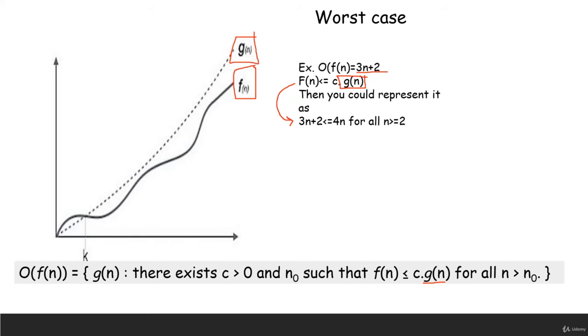Now let's test for which values of n this condition is satisfying. So first we will take 1. 3 into 1 is 3 plus 2 is 5. So 5 is less than equal to 4. Is it true? No. So for n equals 1, it is not satisfying. Let's take another value, that is 2. 4 2s are 8. 3 2s are 6, 6 plus 2 is 8. So 8 is less than equal to 8. Is this condition satisfying? Yes. Means the equation 3n plus 2 is less than equal to 4n is satisfying for all n greater than equal to 2. And hence we solved the equation and we found the worst case.